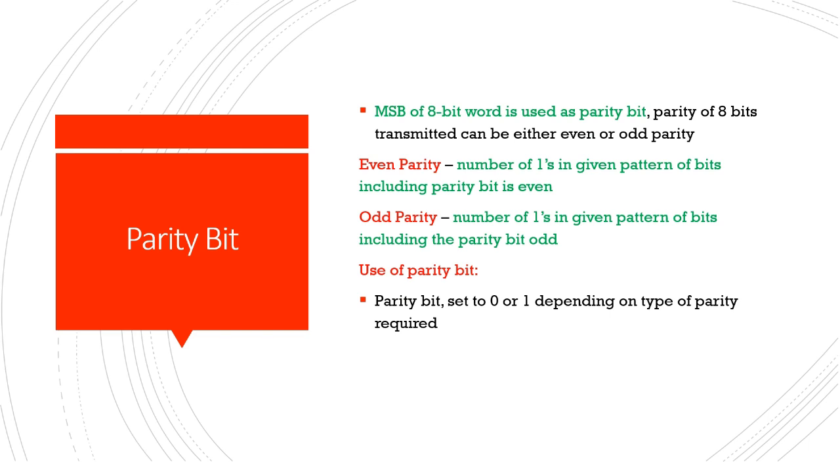So parity bit. Parity bit is whenever the most significant bit of an 8-bit word is used as a parity bit, and this parity of 8 bits is transmitted. It can be either even or odd parity.